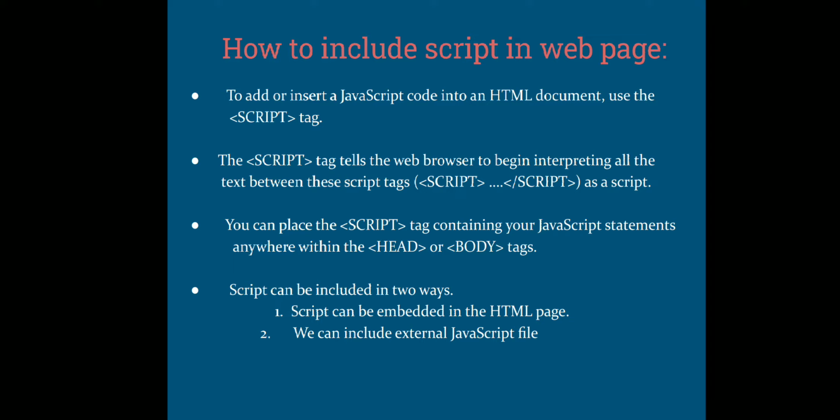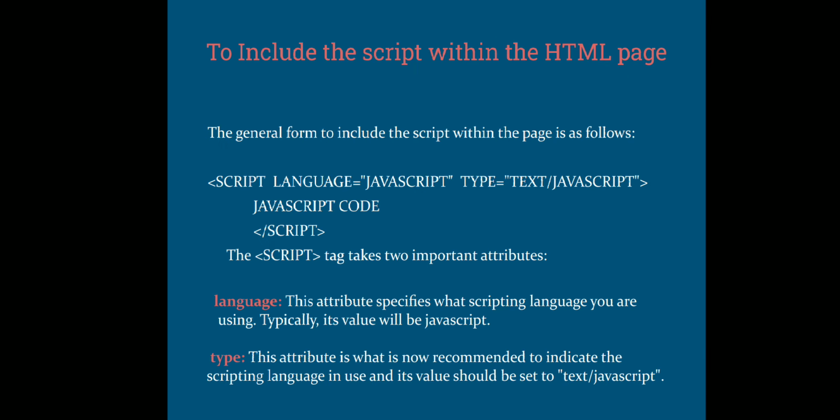A script can be included in two ways. First method, we can embed the script in the HTML page, and second method, by using an external JavaScript file. Let us see the first method. To include JavaScript in an HTML page, we'll make use of the script tag. The script tag is as follows. You have seen here in the page.